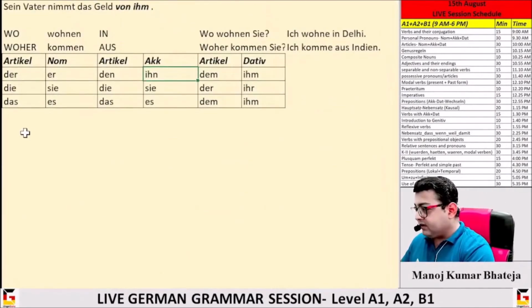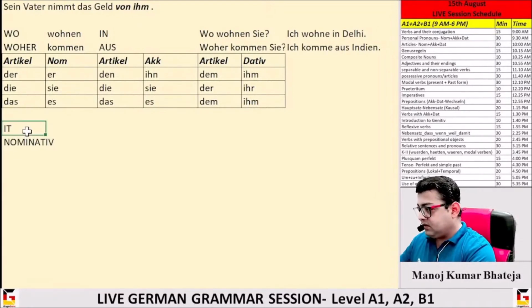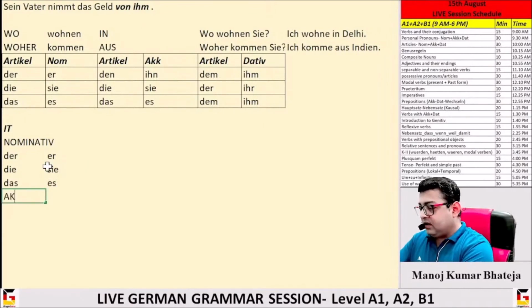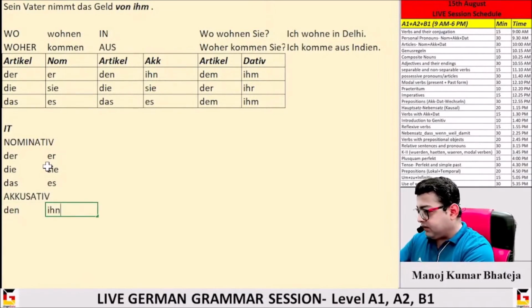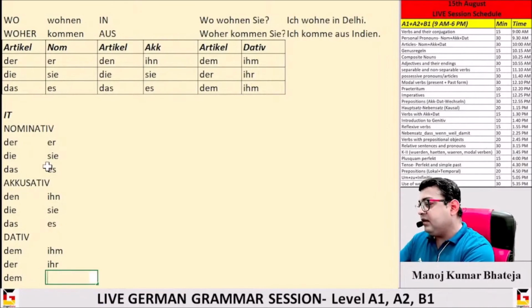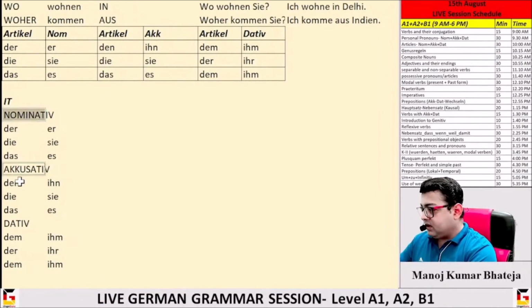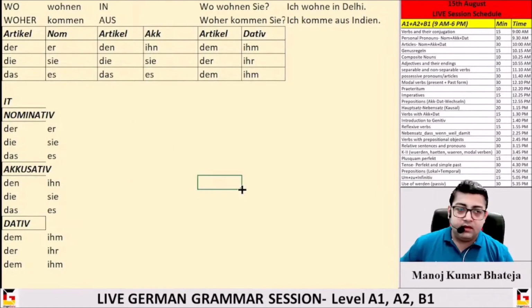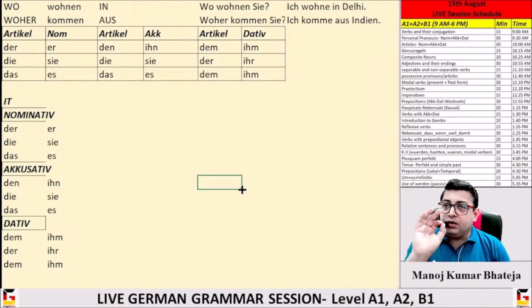Let's try to make a chart over here. "It" in nominative, let's understand it this way. Nominative: if it is used for der, then er. If used for die, sie. If used for das, es. Accusative: if used for den, then ihn. Used for die in accusative, sie. If used for das, es. Dative: if "it" is used for den, then ihm. If used for der, then ihr. If used for dem, then ihm. Just keep this in mind. You are going to apply it correctly. That's the only thing you need to keep in mind.